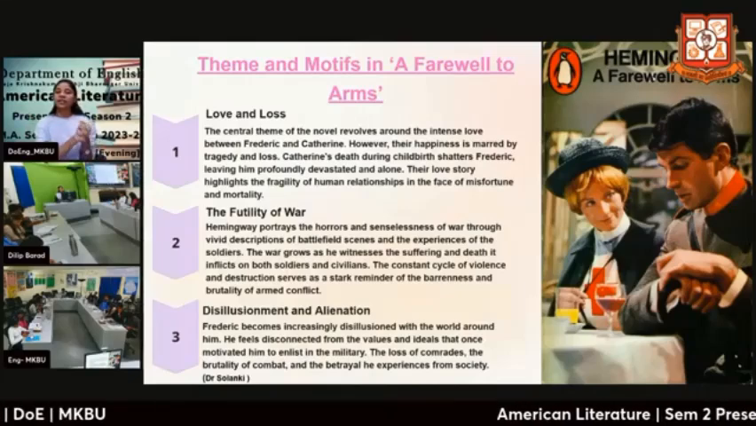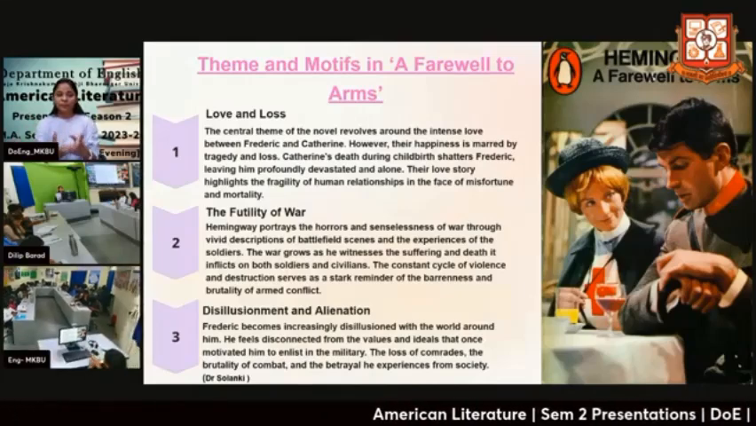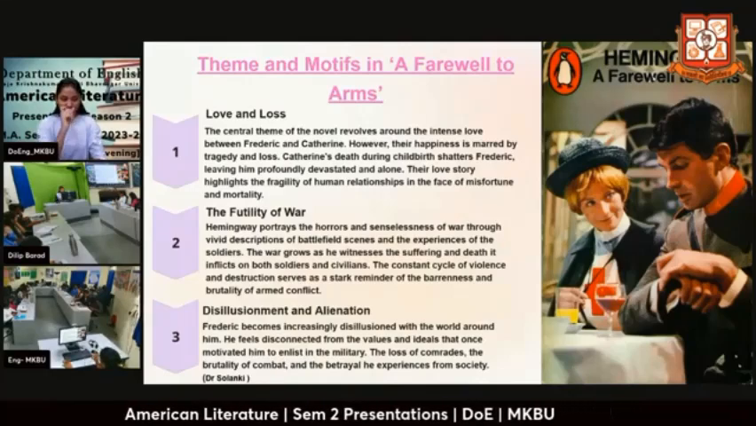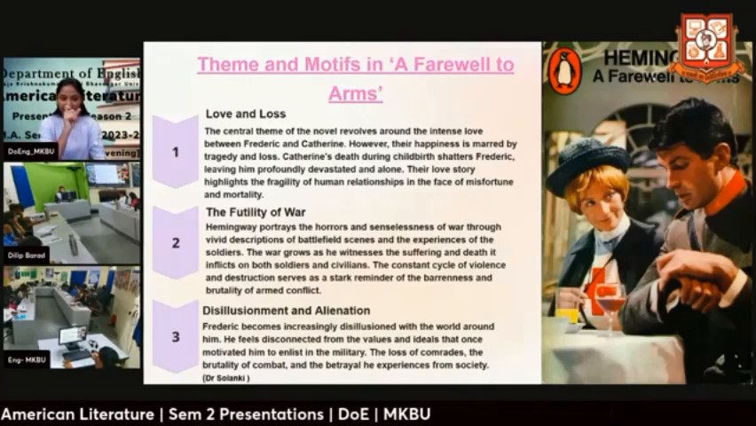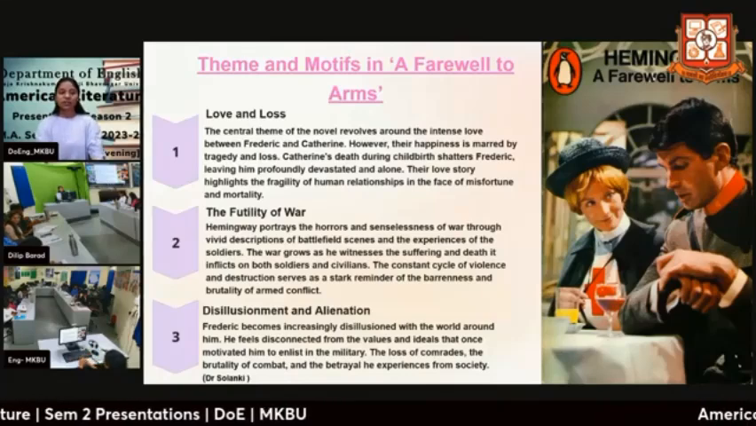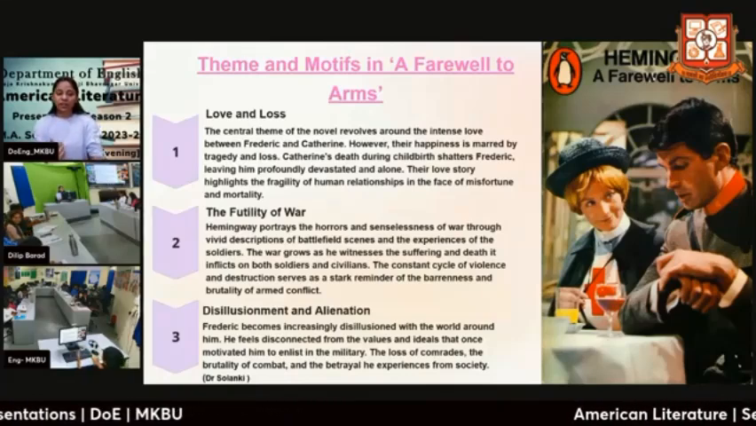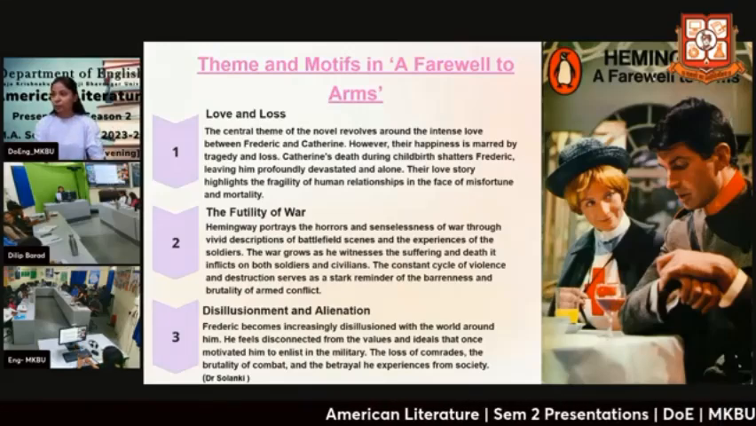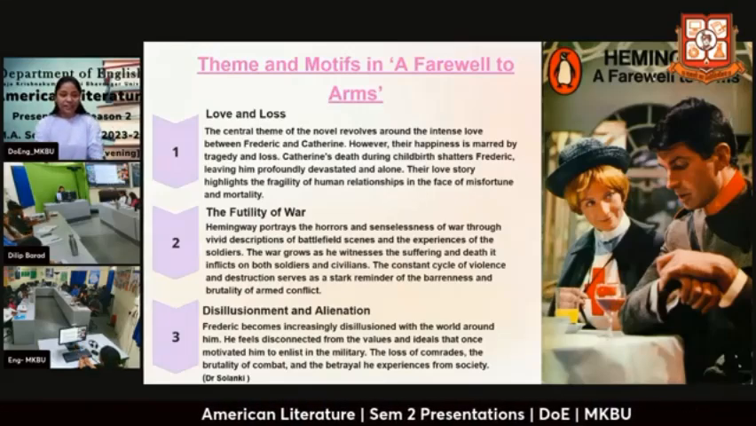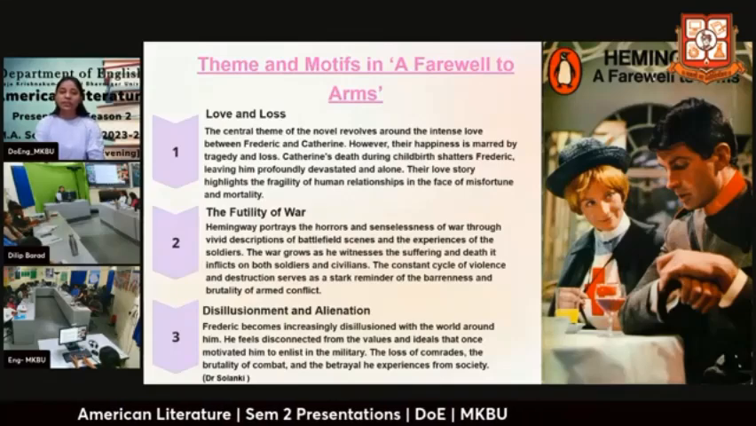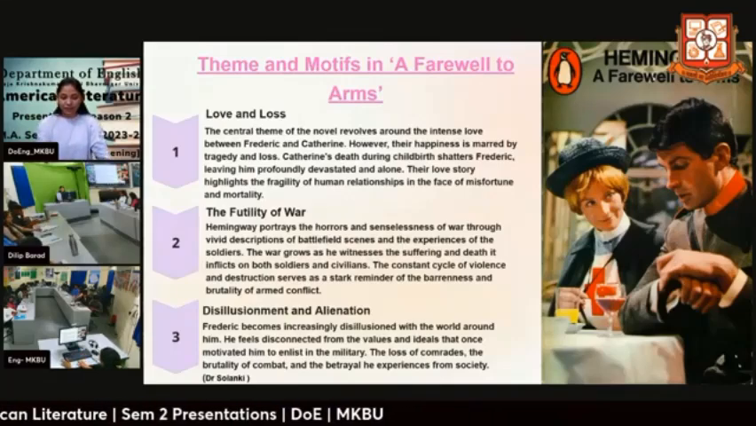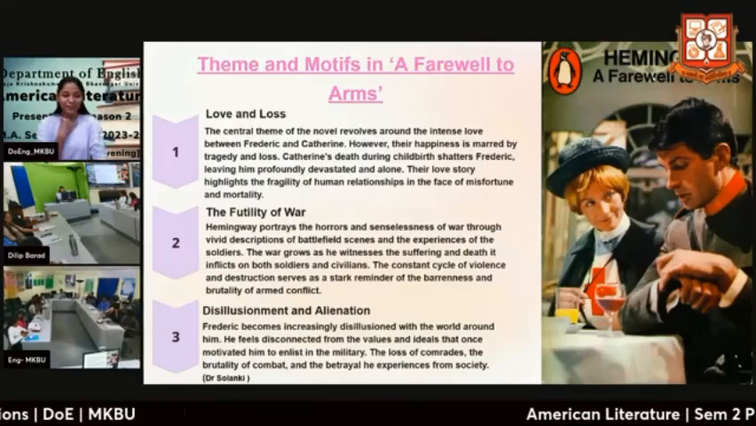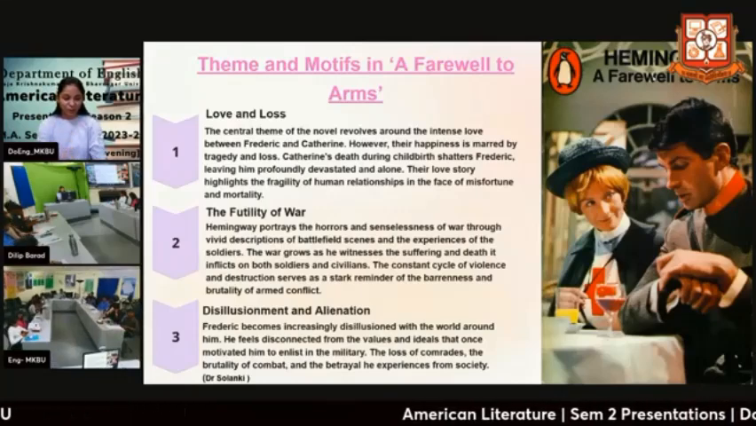Now, when we look at the theme of A Farewell to Arms, there is loss and love. The loss and love we can feel is, as we know, that in the middle also they were parted, like Catherine and Frederick, they both were parted, and at the end also, when Frederick goes to Catherine, at that time also he loses her. And the futility of war.